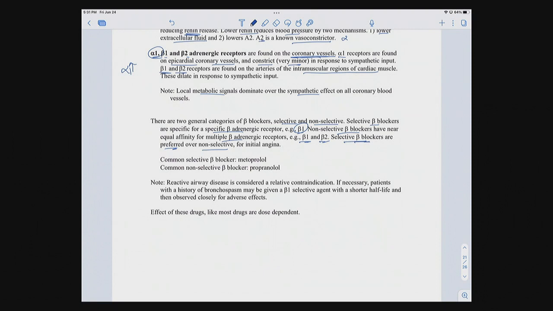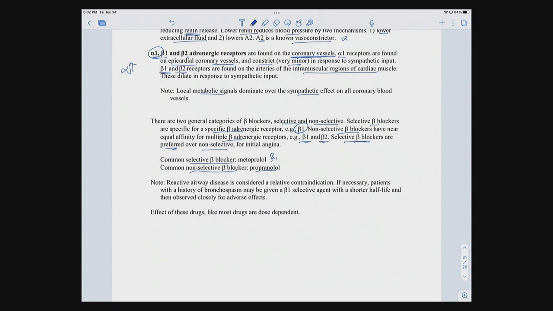Metoprolol is going to be a common selective beta blocker. Again, it's going to be pretty specific for beta 1. Propranolol is going to be a pretty common one for a non-selective beta blocker. Now, you have to be careful with these because, recall, what type of adrenergic receptors do you have in lung for smooth muscles in airways? Well, those are dominated by beta 2s.